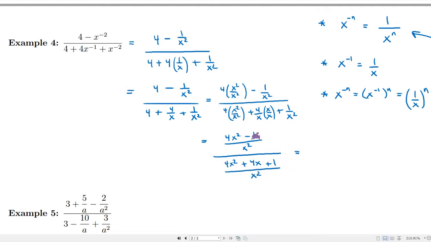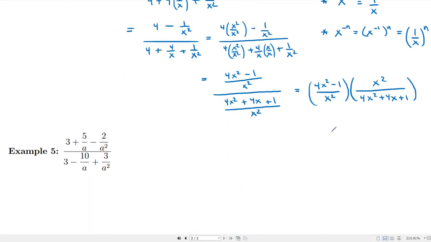And now we have fraction over fraction, so we will do 4x squared minus 1 over x squared, and we will multiply by the reciprocal of this, so x squared divided by 4x squared plus 4x plus 1. And at this point we can factor and simplify.